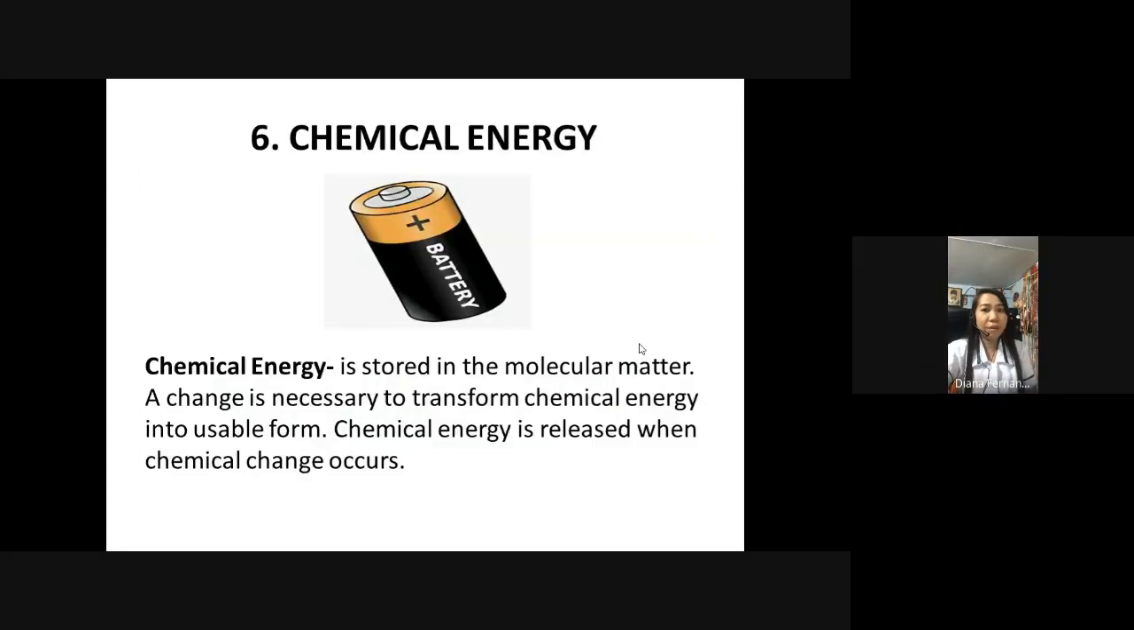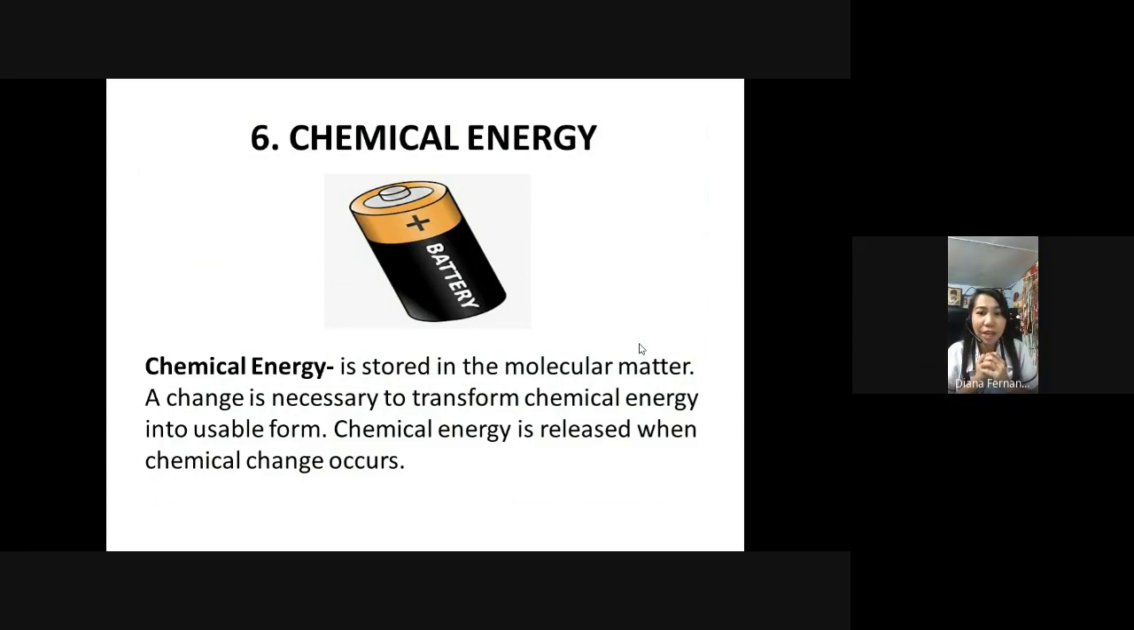So let us come now to chemical energy. Ano ba yung mga chemical energy na yan? It is stored in molecular matter. A change is necessary to transform chemical energy to usable form. Chemical energy is released when chemical change occurs. Sa madaling sabi, katulad nitong example ko dyan, dry cell, chemical energy siya. Paano ba natin siya magagamit? Kailangan niya i-transform sa usable form. Okay?